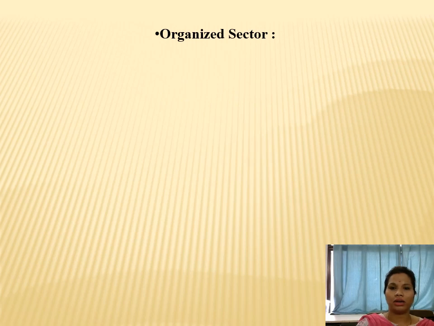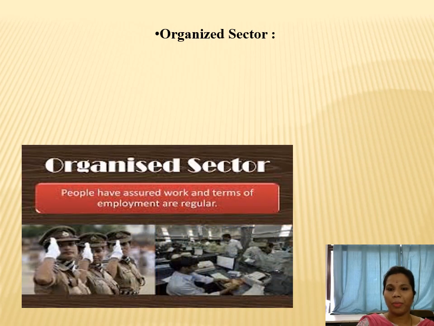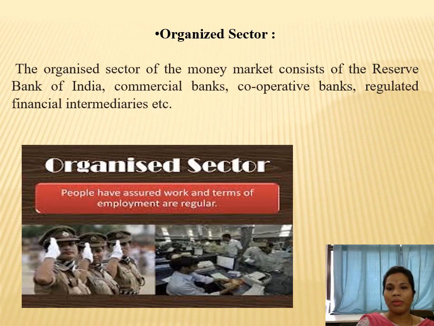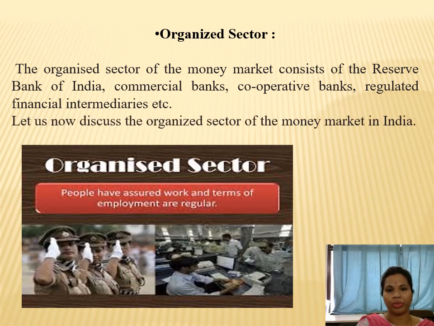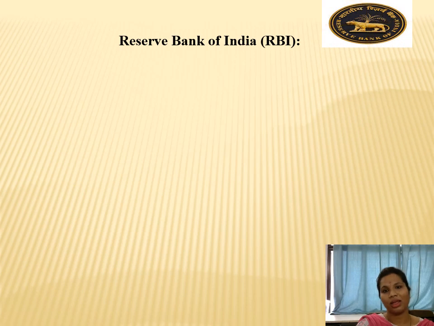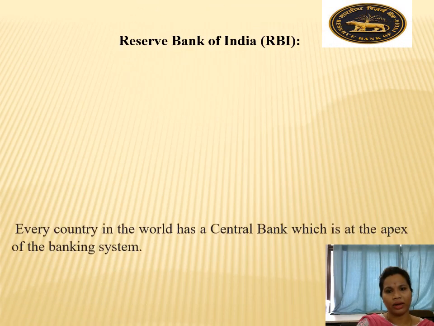Let's discuss the organized sector. People have secured work and their employment terms are regular. The organized sector of the money market consists of the RBI, commercial banks, cooperative banks, regular financial intermediaries, etc. Let us now discuss the organized sector of the money market in India. RBI, the Reserve Bank of India.